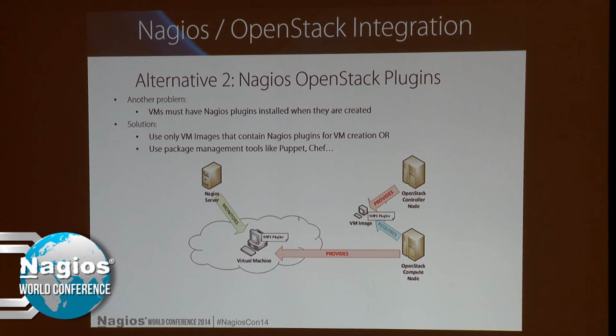In the OpenStack environment, there are two possible solutions. You can use a VM image that only contains the Nagios plugins, so the user can only create virtual machines that already contain the correct configuration and the plugins. Or another solution could be to use a package management tool like Puppet, Chef, Ansible, or something else. This is not such a big deal. If you have the correct VM image or a configuration management tool, this should work as expected.